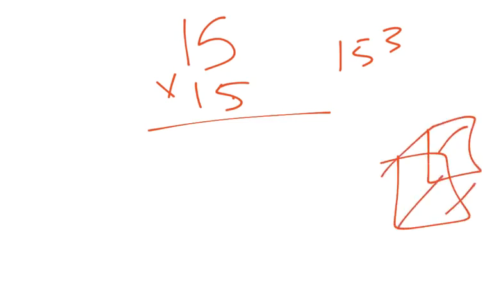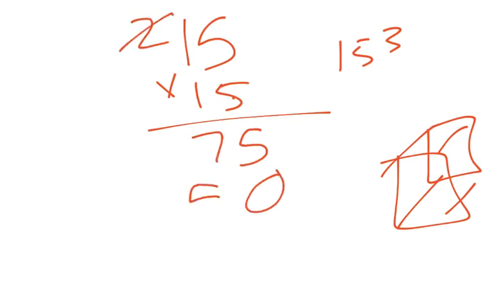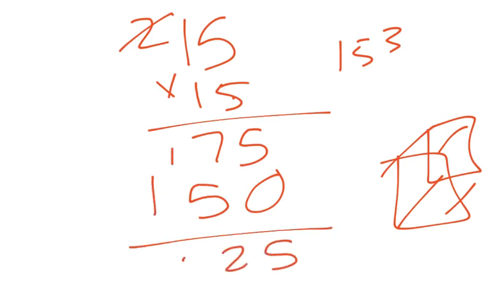Okay. 5 times 5 is 25. Carry the 2. 5 times 1 is 5 plus 2 is 7. Put a 0. Cross that out. 1 times 5 is 5. 1 times 1 is 1. When I add that up, I get 225. But I'm not done because I have to multiply my next 15.